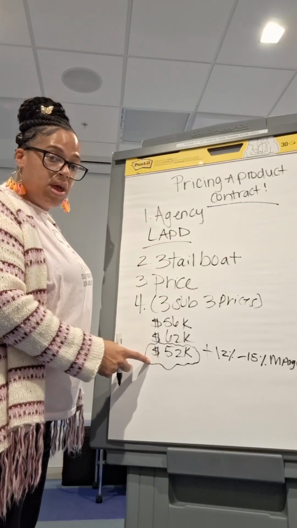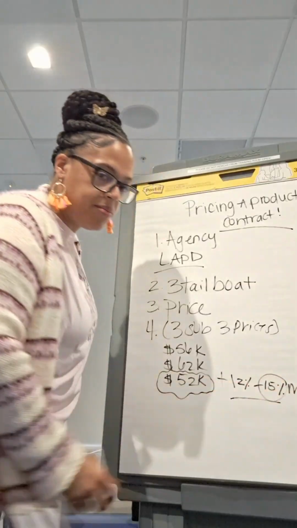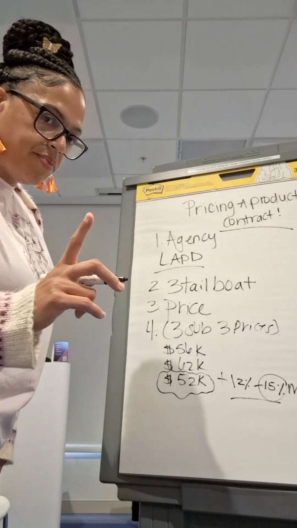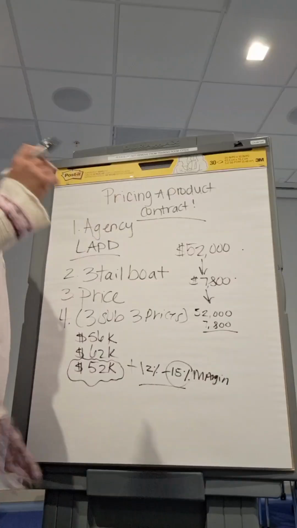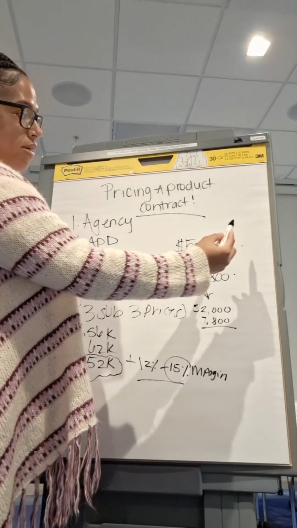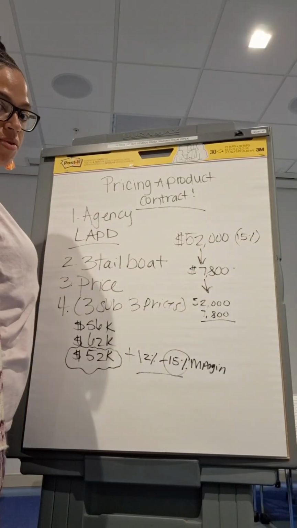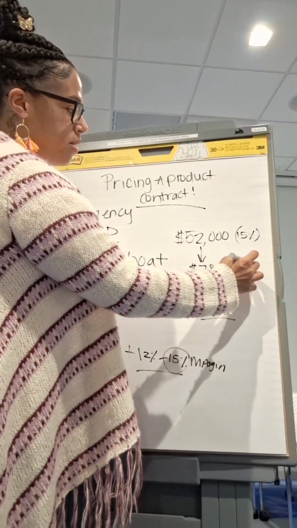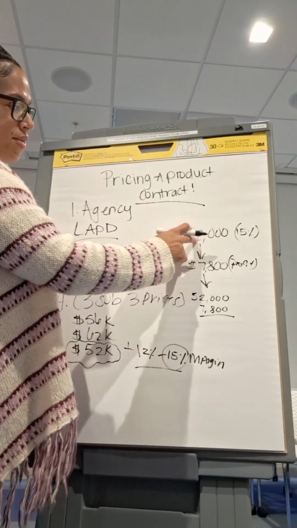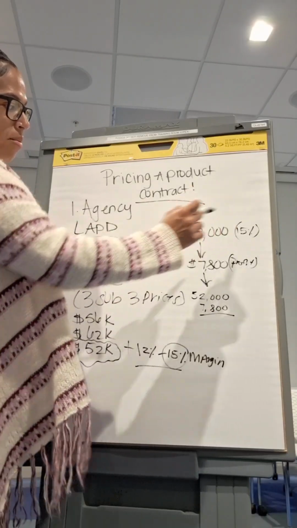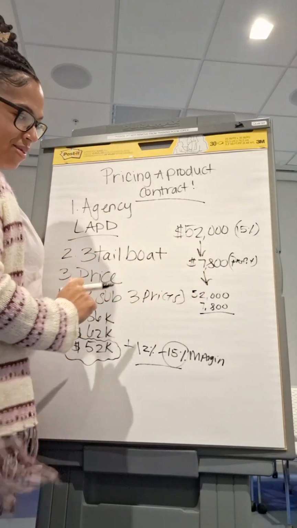Once you take the $52K and you add 12 to 15%, this is your profit, 15%. So when you take $52,000, your subcontractor's price, 15% of $52,000 is $7,800. That is your profit. Okay? Once you add these two together, your subcontractor's price plus your margin, $7,800, that's your profit.